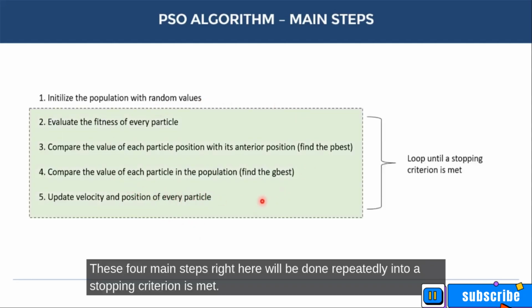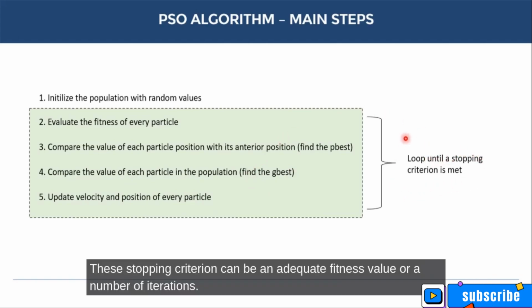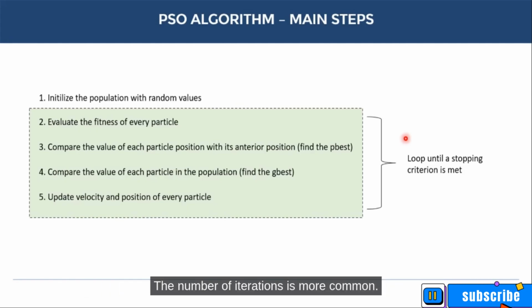These 4 main steps right here will be done repeatedly until a stopping criterion is met. This stopping criterion can be an adequate fitness value or a number of iterations. The number of iterations is more common.